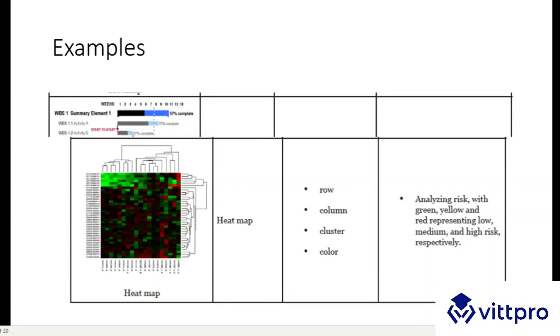Then you have something called a heat map. Now this heat map is usually used in the IT industry to show where most of the risk happens. You put the variables on the sides and see where the most heat is, where the red zone means risk and the green zone means no risk, right? So that's another example of a chart that is used.